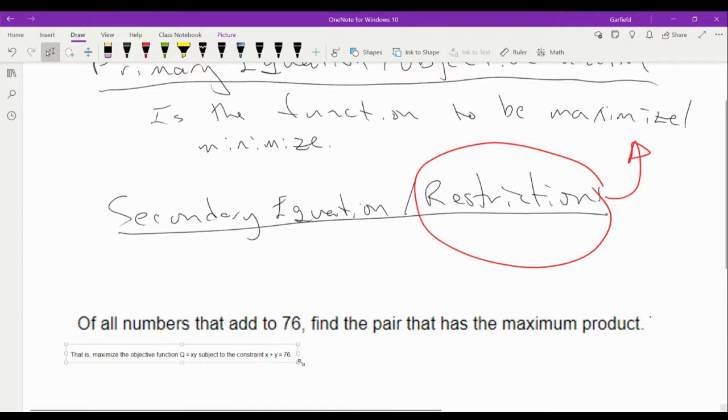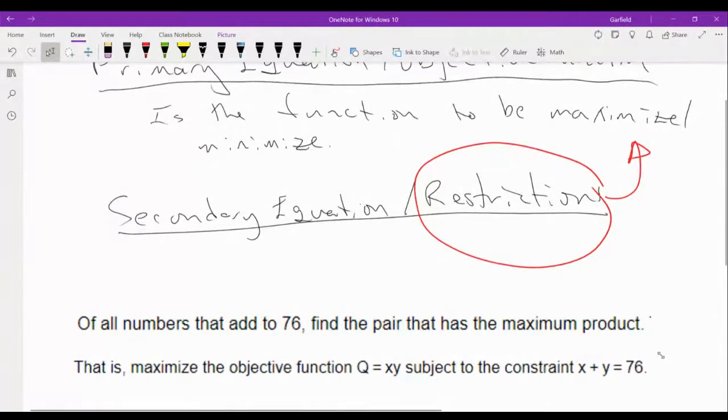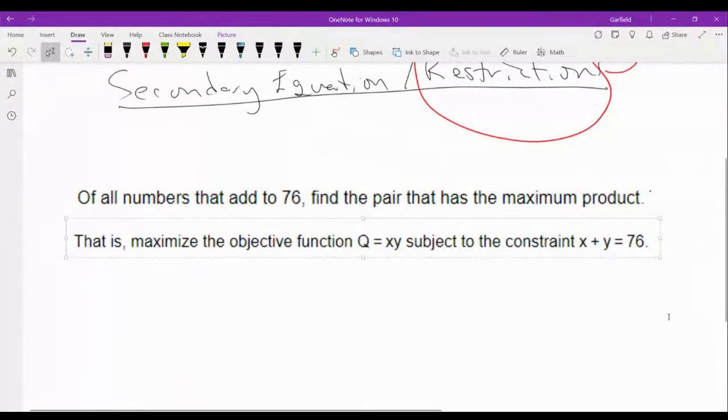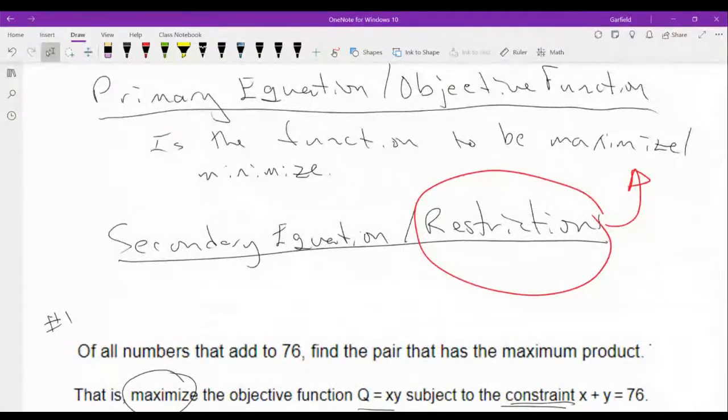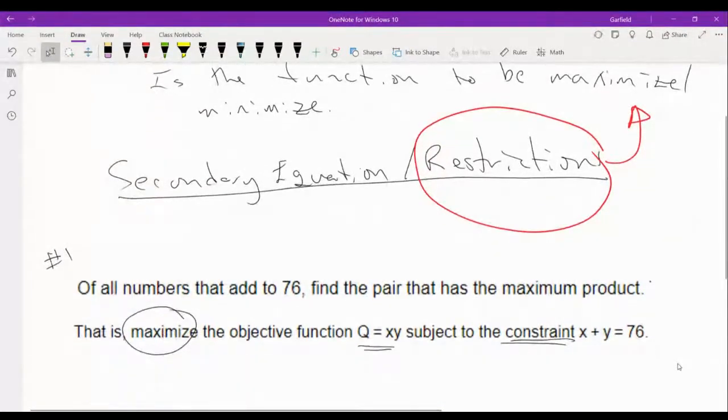All right, so here's number 1 in your homework. I think it's pretty much spelled out what the objective function is. Our objective function is this one. This is what we're maximizing. They actually tell you. And this is our restriction, our constraint. It's telling us that x plus y is equal to 76. Now, once again, it's normally to place some restriction on the primary function. And the way we do that is we're going to substitute into the primary function.